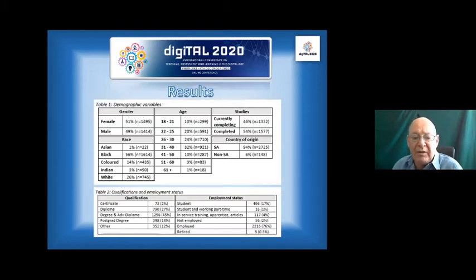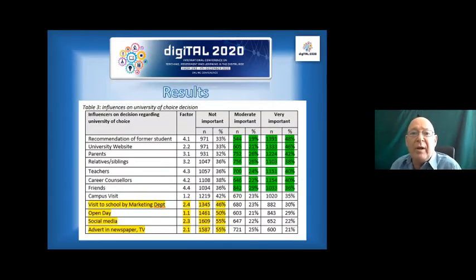As you can see at the bottom of the screen, the qualifications were very different. They had mostly degrees and advanced degrees and a fair amount of postgraduate students. And you could see that most of them were employed after completing their studies. So let's look at the results. The first part is, where did these respondents get information and who influenced their decision?